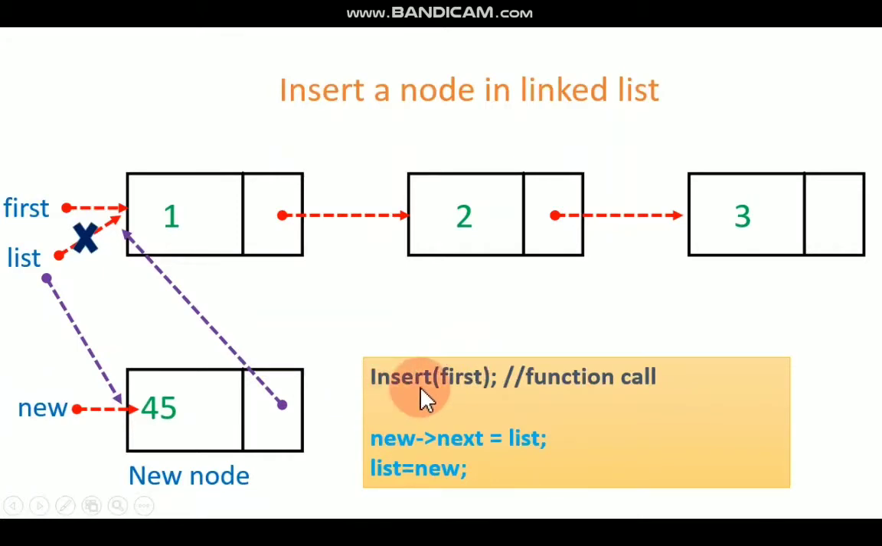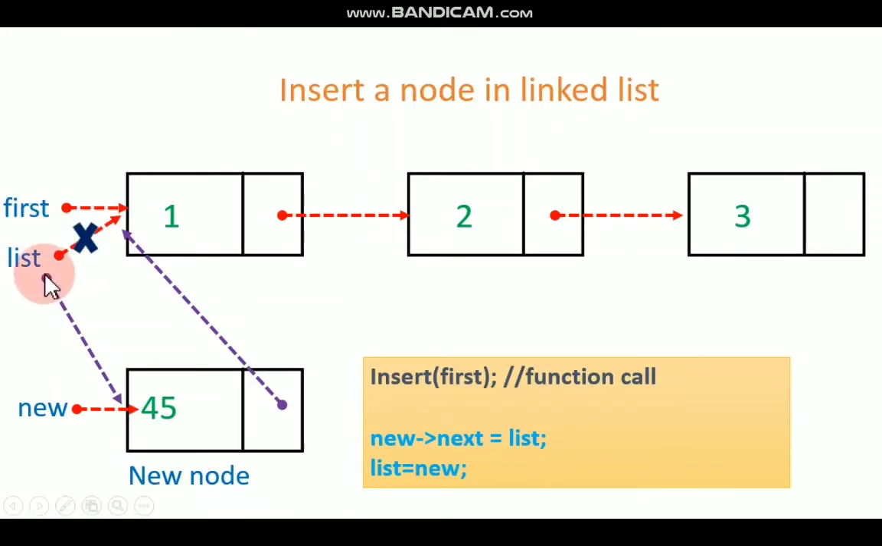When we call the insert function, we pass first in the actual argument. In the function definition, this first pointer will be copied into the list pointer. So your first is pointing here, and your list is also pointing here. Currently this is the beginning of the linked list. What we want to do is make the beginning of the linked list here. So list should point here, and new arrow next should point to where the list was pointing earlier.